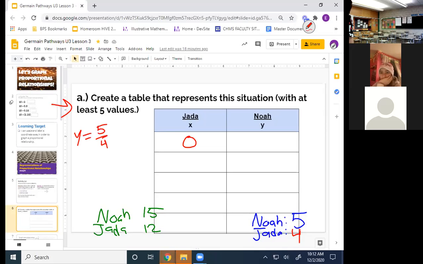Because you have to start on the 0, 0 axis. Very good. And when you plug 0 in for X, 5/4 times 0, Y is going to be equal to 0. Nice job, Bridget. That's fantastic. You used your context clues, what you know about proportional relationships in the context of the story to answer that question. Very good. Okay, so what's another coordinate pair that I can make for Jada and Noah?